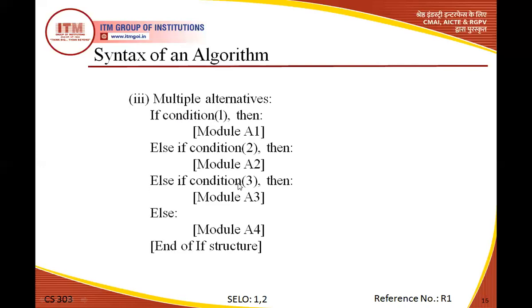Multiple alternative. In the multiple alternative, like in C language, there is the else if ladder statement. You know about the else if ladder statement. Here you can see: if condition 1, comma, then module 1, this number of statements will be executed. Else if again condition 2, then module 2 will be executed. Else again if condition, and so on. This is the else if ladder statement in C and C++, and this is the structure of it.